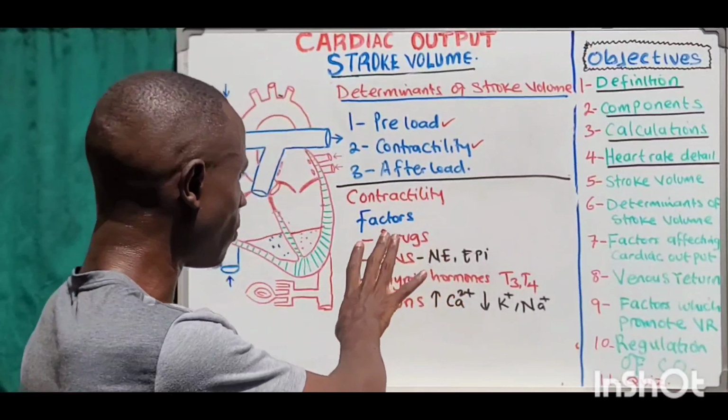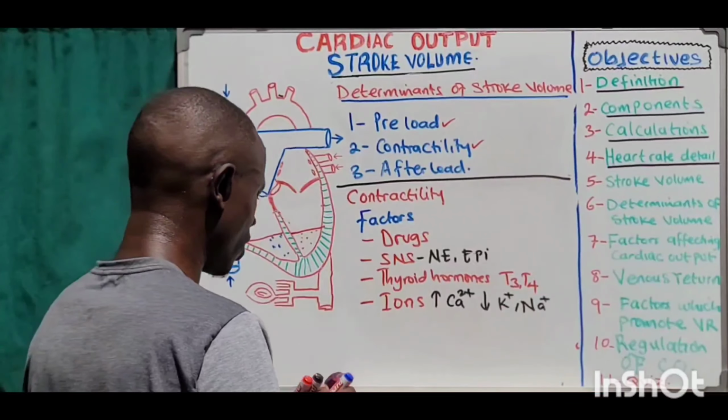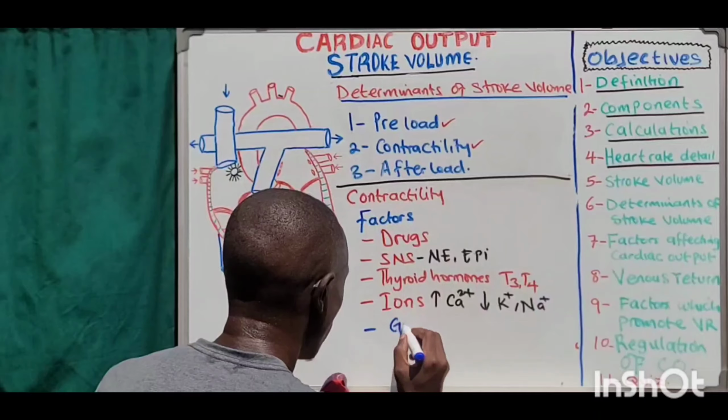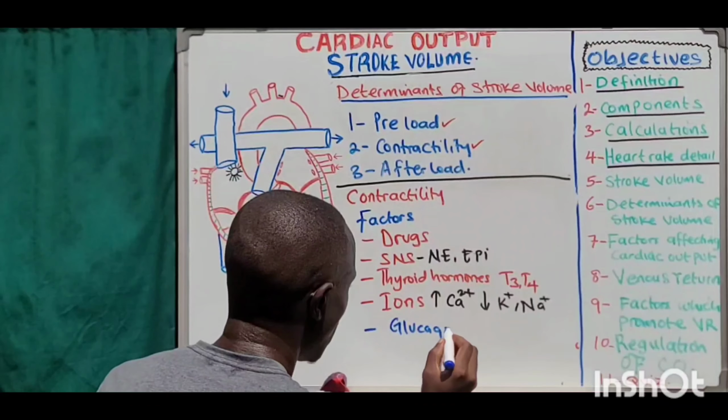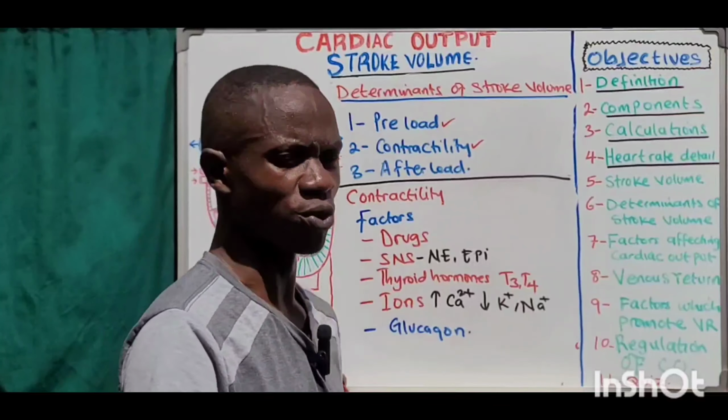So these are the brief factors which affect contractility. Another one, which is somewhat minor, is glucagon, which can also significantly affect contractility.